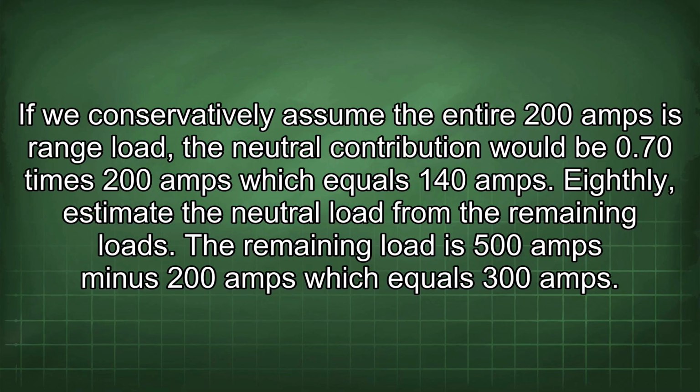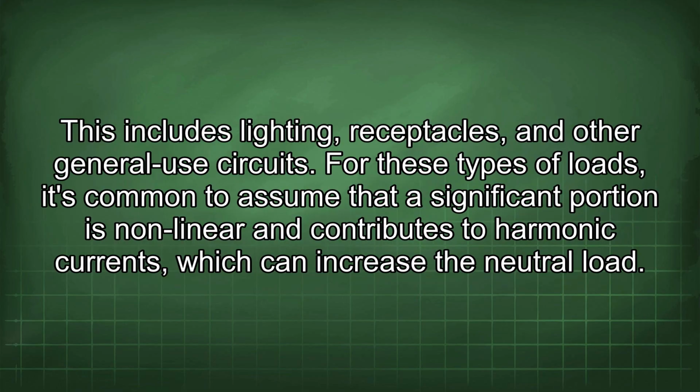Eighthly, estimate the neutral load from the remaining loads. The remaining load is 500 amps minus 200 amps, which equals 300 amps. This includes lighting, receptacles, and other general use circuits. For these types of loads, it's common to assume that a significant portion is nonlinear and contributes to harmonic currents, which can increase the neutral load.